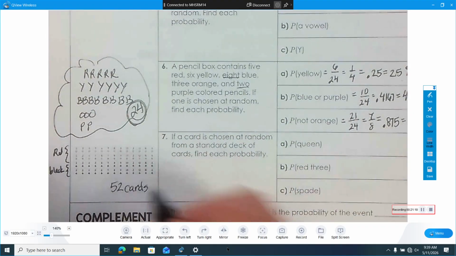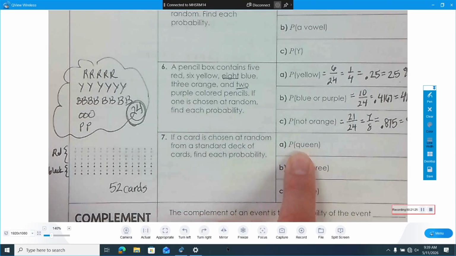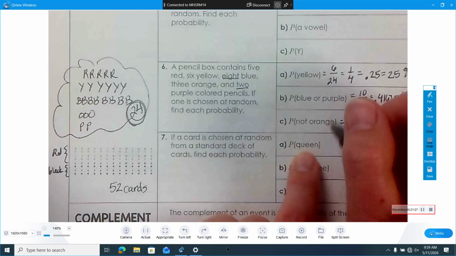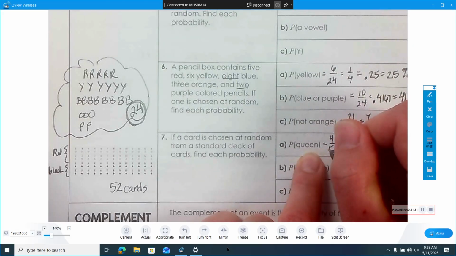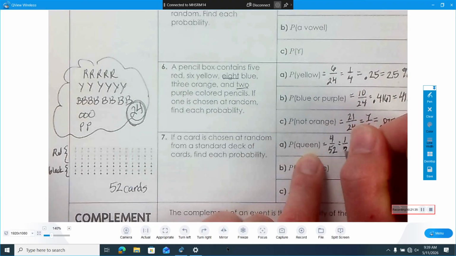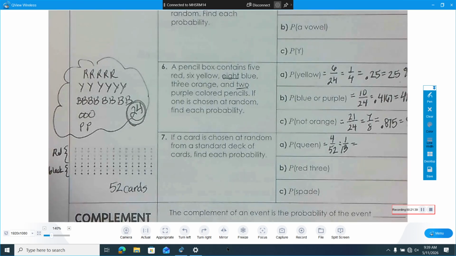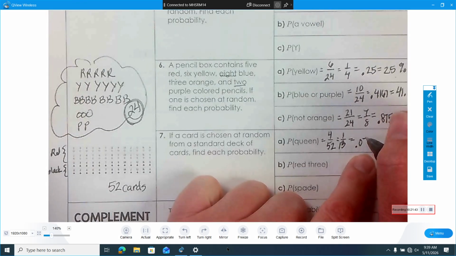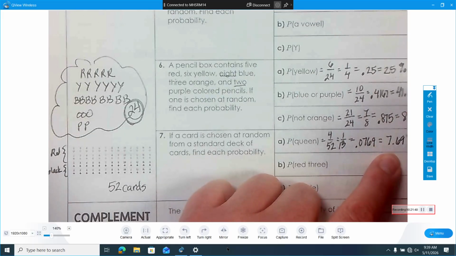If a card is chosen at random from a standard deck of cards, find the probability of drawing a queen. What's the probability of drawing a queen? 4 out of 52, which reduces to 1 out of 13. If you math frac that, 1 out of 13 is 0.0769, which would be 7.69%.